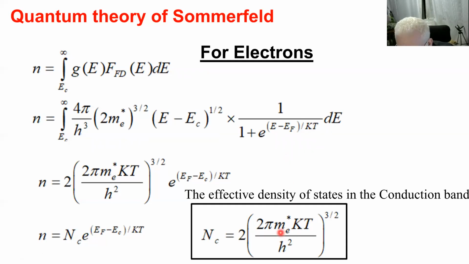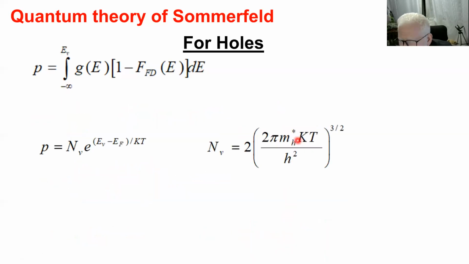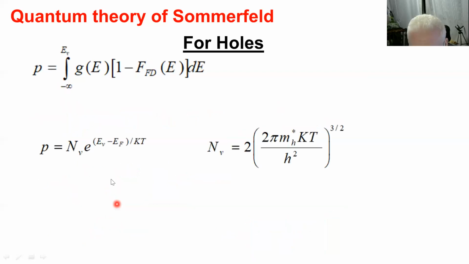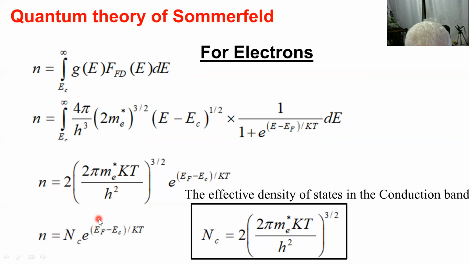So this is the effective mass of electron, and this is the effective mass of holes. This is the only difference between NC and NV. Otherwise, all other terms are similar. And the other difference between the two formulas is that here we have in the exponential EF minus EC, while here we have EV minus EF.